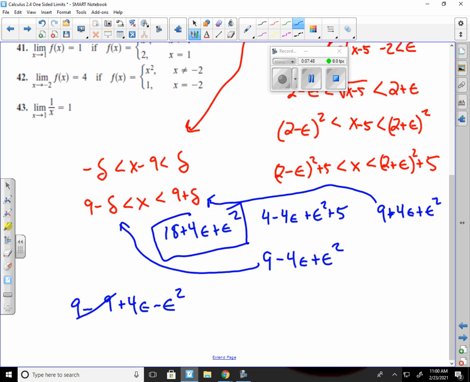This is going to be bigger than this, because I have this 18 added on, plus I'm adding each one of these elements. So this is my delta, because it's the smaller of the two.